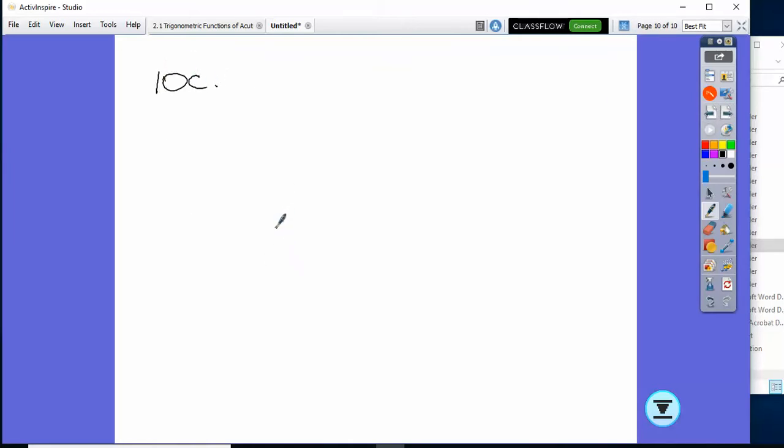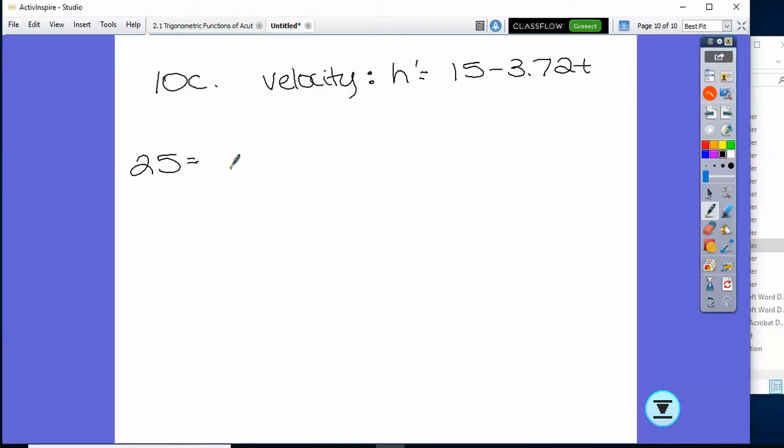So 10C wants the velocity. So I need the velocity formula. Remember, velocity is just the derivative of your height, so the derivative of the original, this is what you did in part A, was 15 minus 3.72t. I need when the height is 25 meters, so I'm plugging 25 in for my height, so in the original.